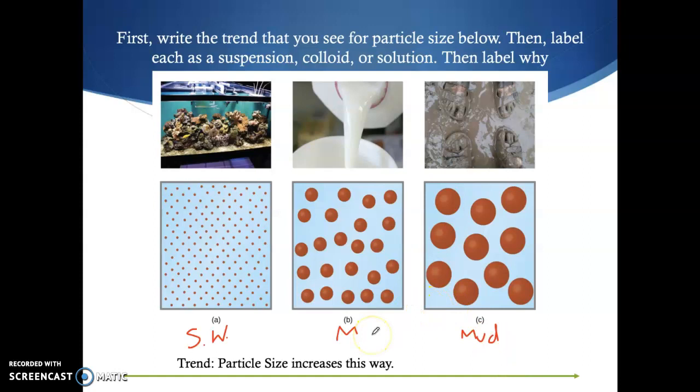Okay, so the biggest particles, what happens to mud if you were to let it sit? Well, you get a layer of water on top and some dirt on the bottom. So this is actually called a suspension. It's a type of matter, suspension. Okay. In the middle, I have something that appears evenly mixed or homogeneous, but it's actually not. So milk is a classic example of a colloid. Other examples would be like peanut butter, shaving cream, things of that nature.